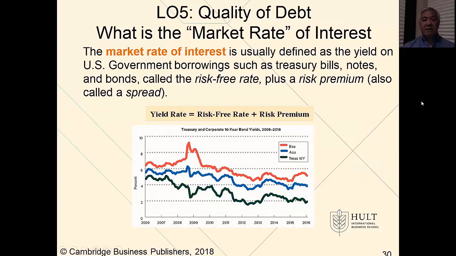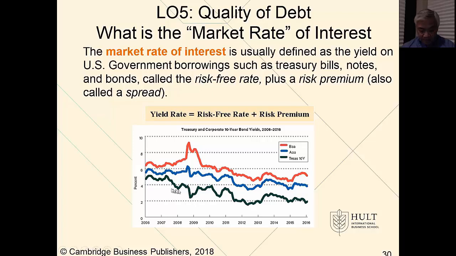Learning Objective 5 is a measure of quality of debt, and that will indicate the price paid. Let's start with a baseline. It's called the market rate, and it's what the U.S. Treasuries trade for. That's the lowest rate you'll find in the world, because the lowest risk, hopefully, of anybody in the world is the U.S. federal government and the U.S. Treasury.